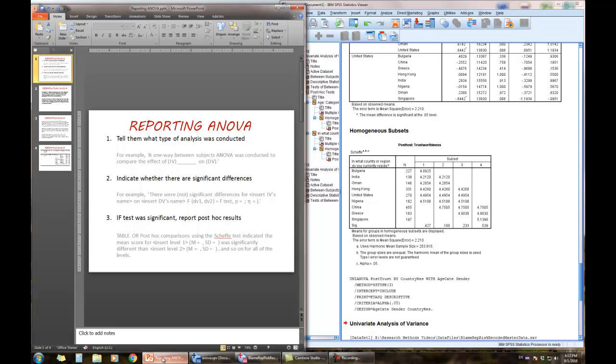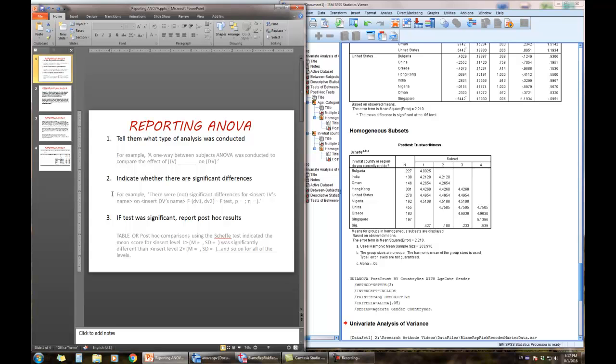If you had an ANCOVA, the sentence might read something like, a one-way between subjects ANCOVA was conducted to compare the effect of nationality on the evaluation of an airline's trustworthiness after a crisis, controlling for age and gender of the respondents. Second, you would want to indicate whether or not there are any differences between the means.